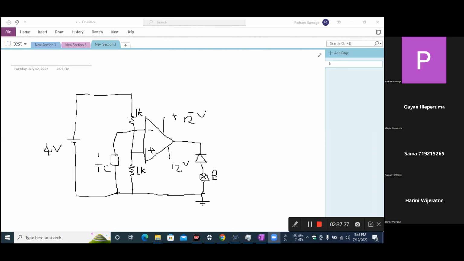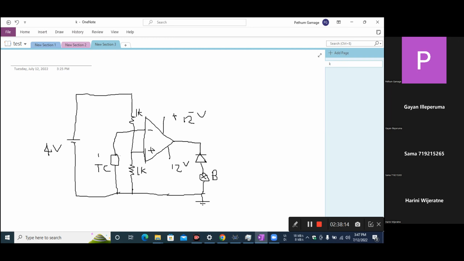I used a potential divider circuit for the non-inverting input. Good. Then the voltage at the non-inverting input is always +2. When temperature is below 70, the inverting input voltage is below 2. Then the non-inverting voltage is greater than the inverting voltage, then output will be +12. Output +12 and other side 0. Then current doesn't flow through the diode.